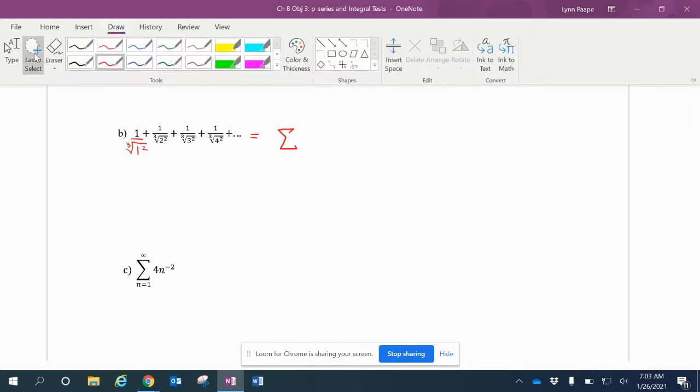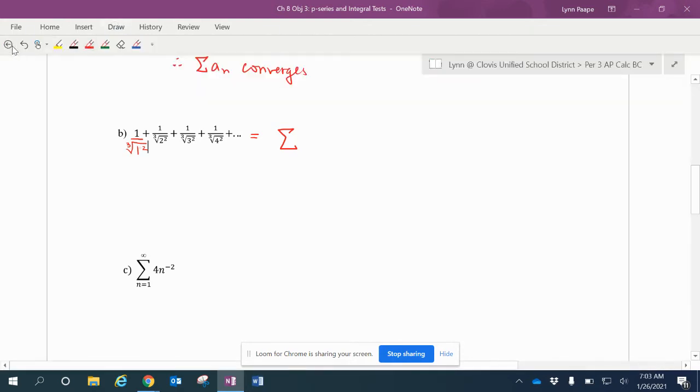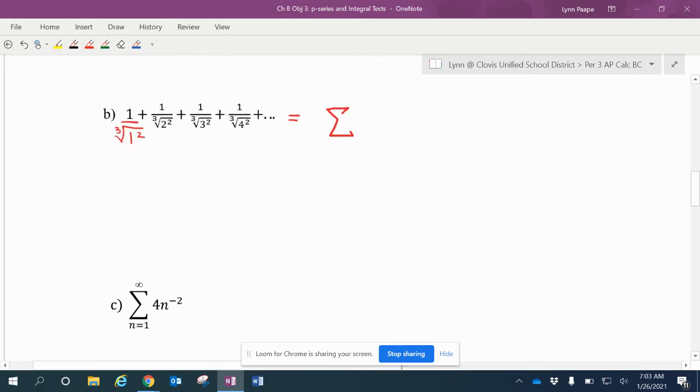Let me zoom in here just a little bit. And so when I do that, I can see that pattern better. So it looks like the numerator is always 1. It looks like we have a cube root always. And then we're taking each of the numbers 1, 2, 3, 4, so each of our integers, and we're squaring it. And we are starting at the integer of 1 and then the dot, dot, dot going to infinity.